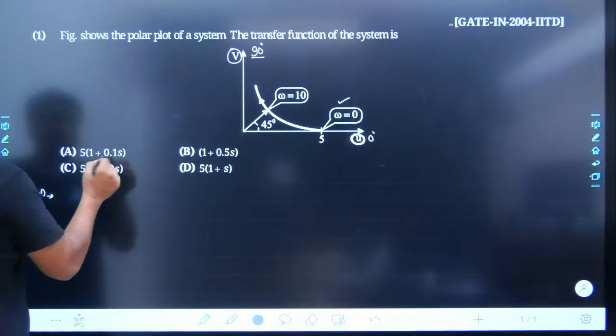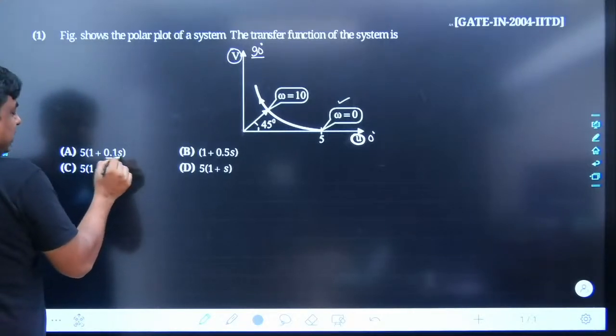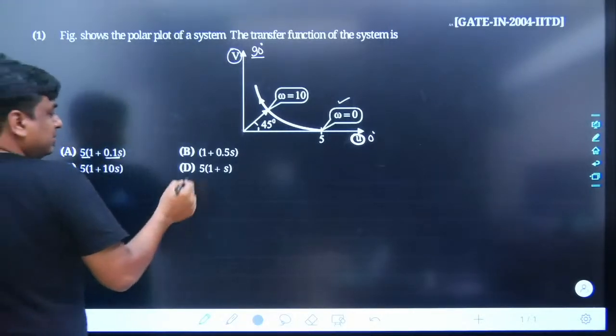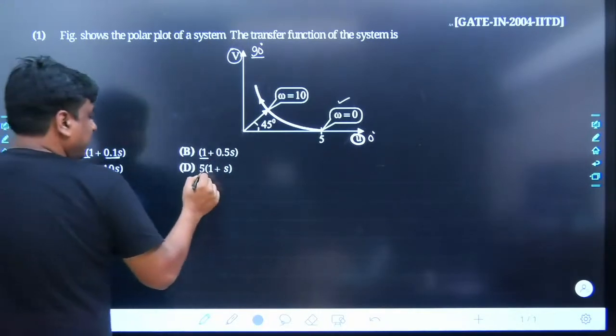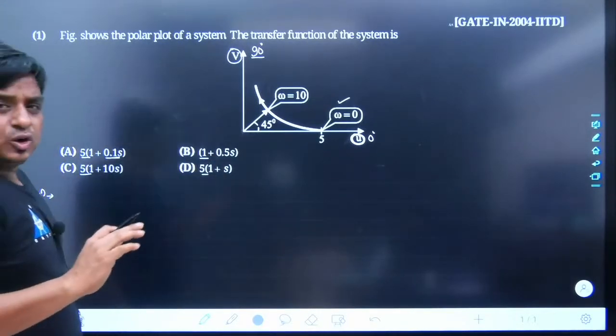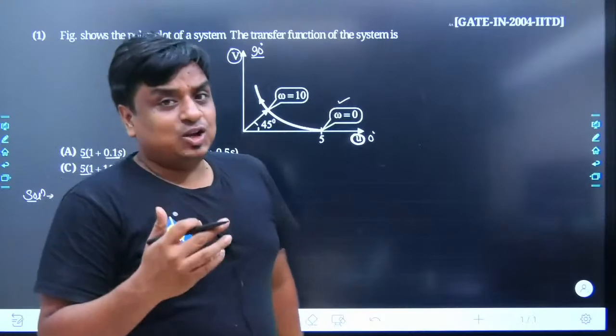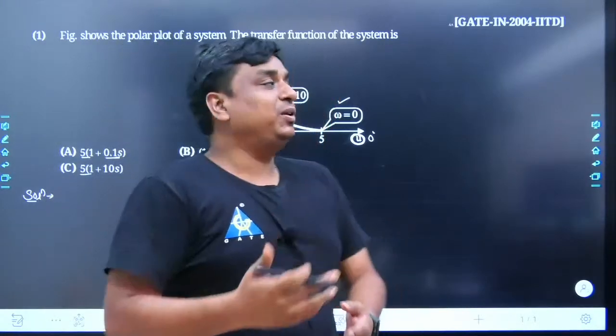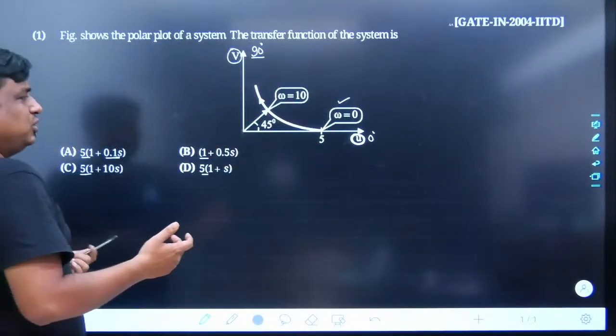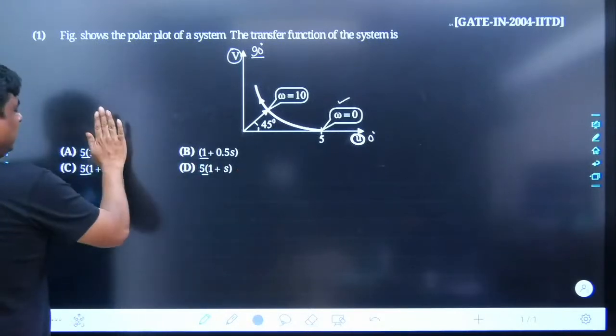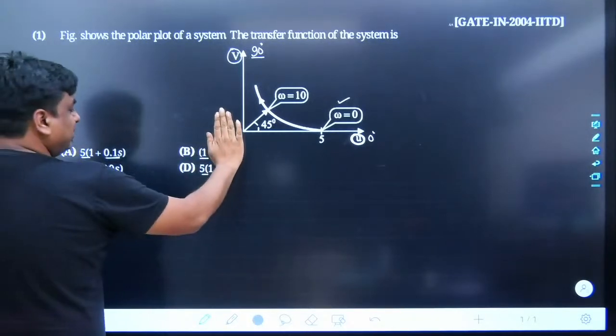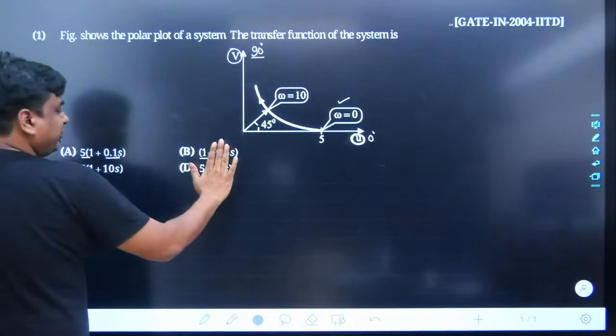Either you take the reference of this, at omega equals 0, the s would become 0, it would be pure real in nature. Similarly it would be 1, it would be 5, it would be 5. So what I am saying, you need not bring s as j omega, you can just bring it as magnitude. Simply what you could have done, at omega equals 0, the s would be 0. Definitely this factor becomes 5, this factor becomes 1, this factor becomes 5, and this factor becomes 5.